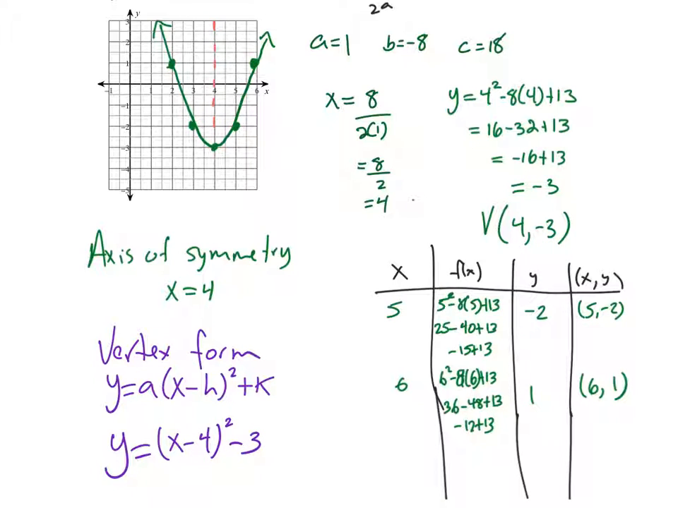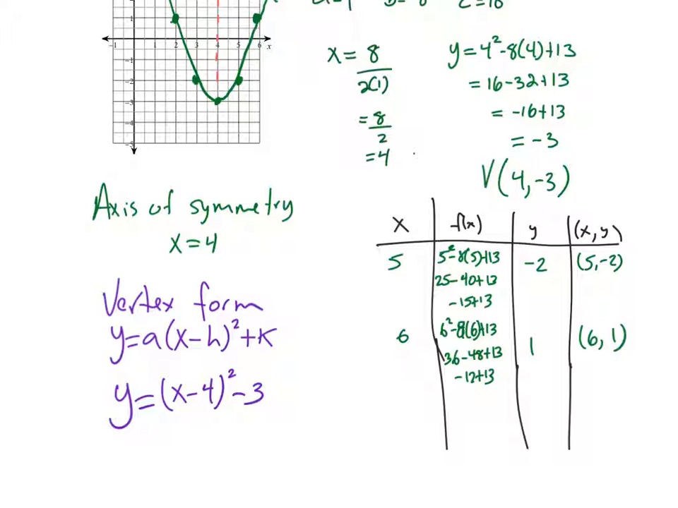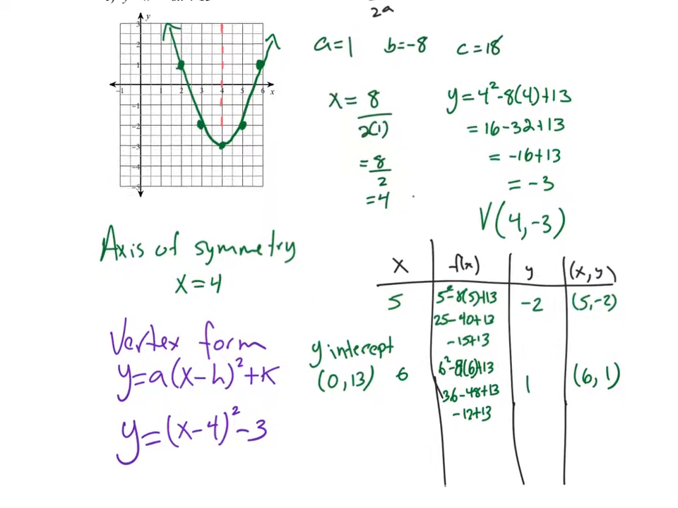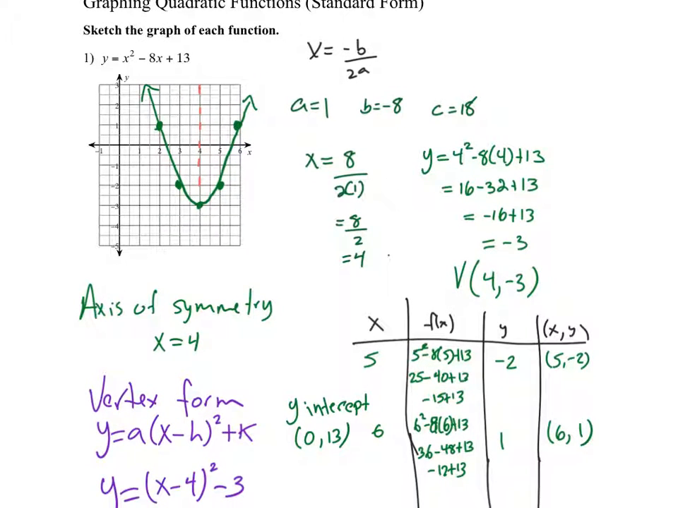Right? My y-intercept is the last thing that I wanted to identify. My y-intercept is on the point 0, 13. Again, it's 0 and the value of c. So in this case, yes, I don't know why I have 18 over here. So this is 13.